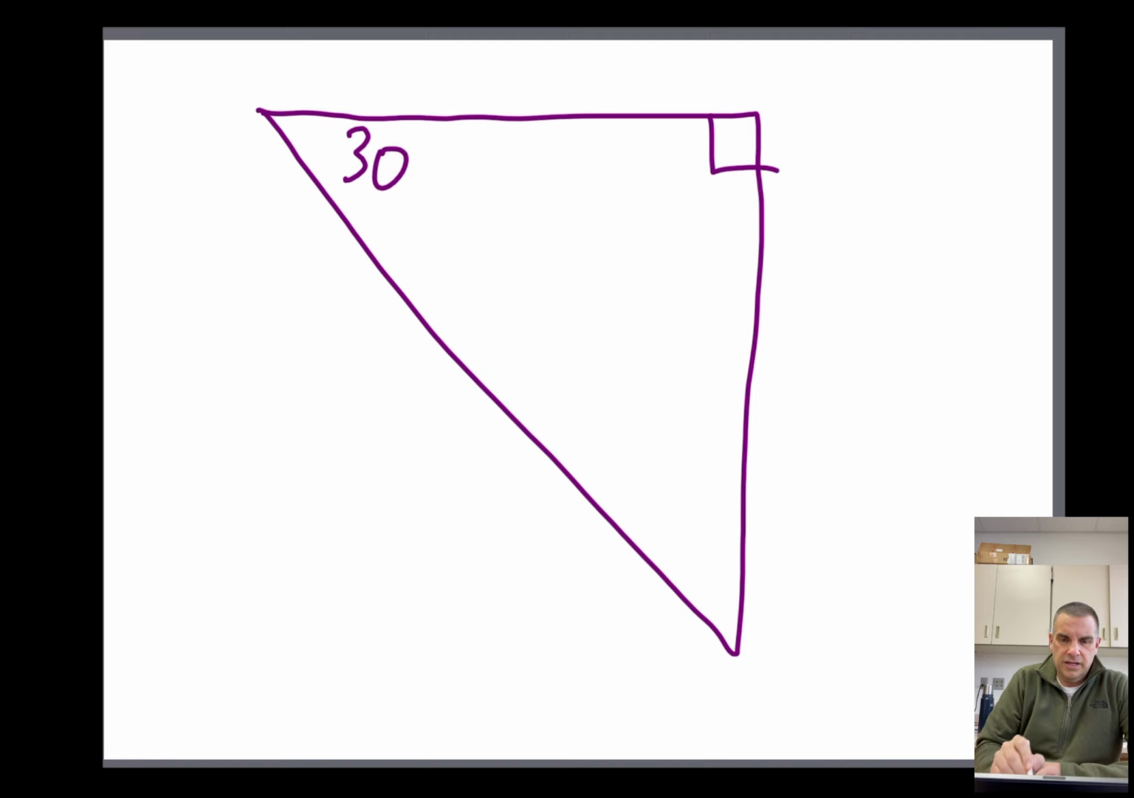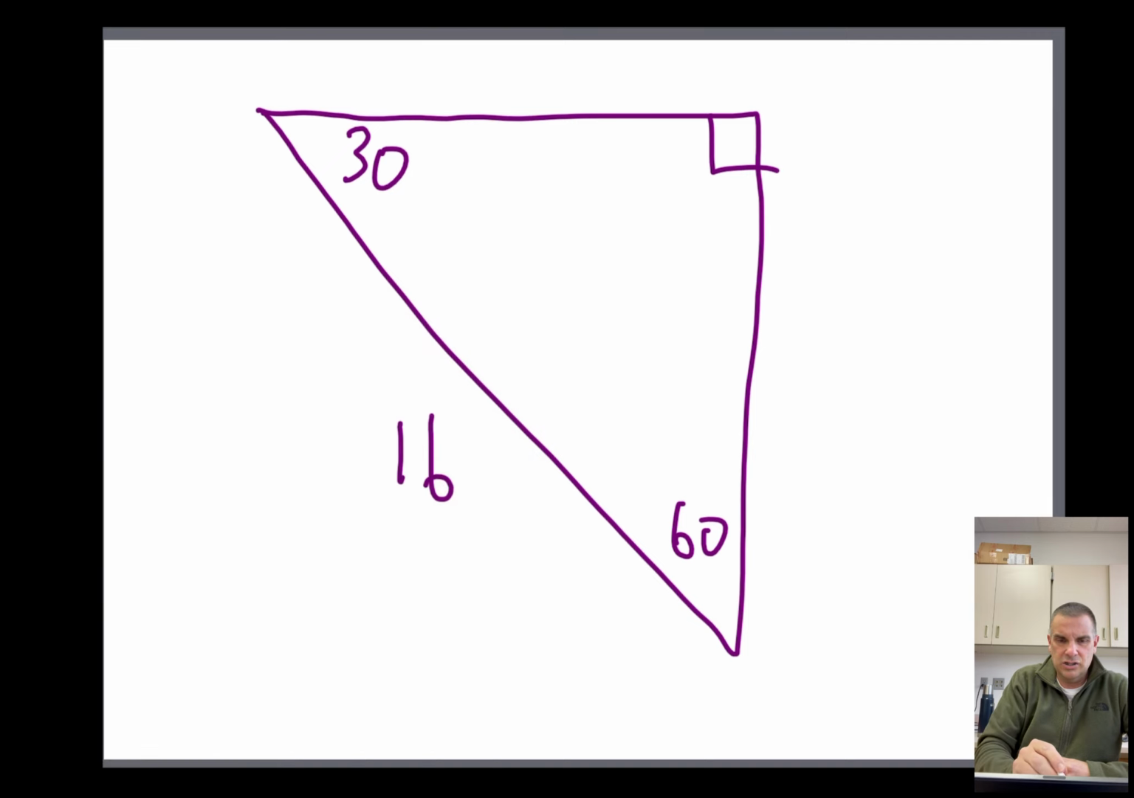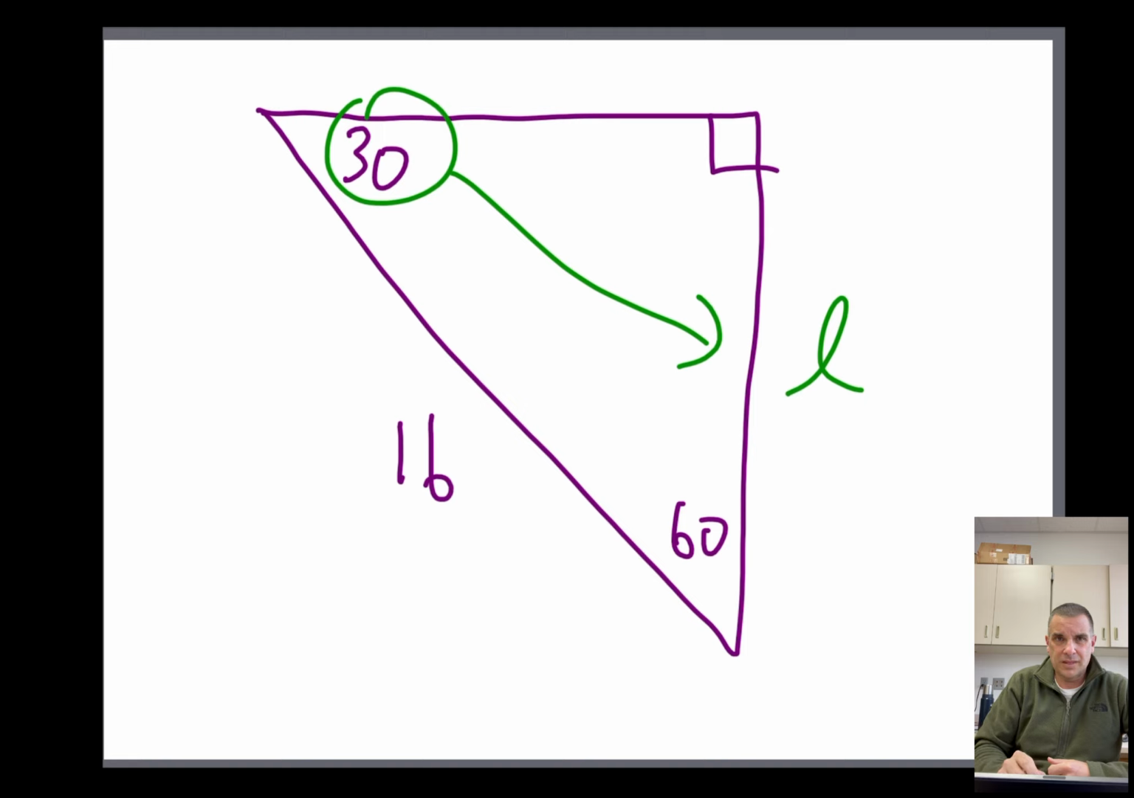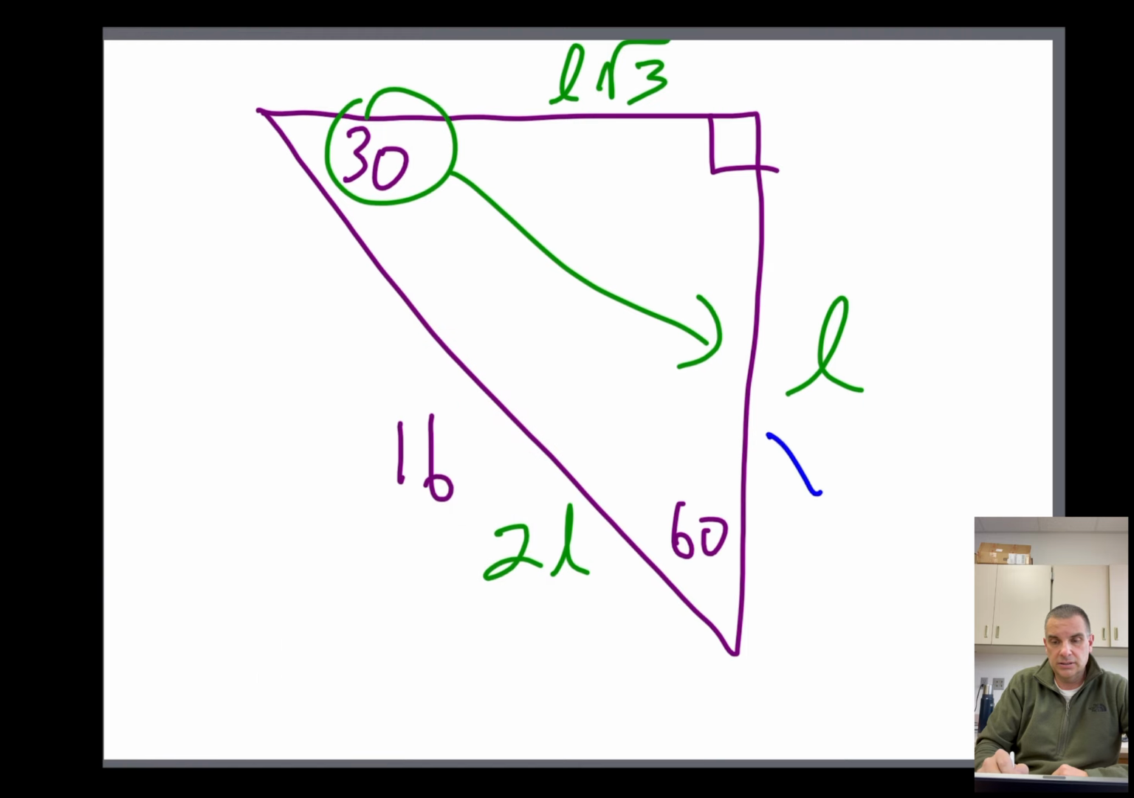So here's our 30, here's our 60. This time I'm going to give you that this is 16. It's our hypotenuse. Again, if you like to label the sides, go ahead and label the sides. Here's my 30 degree. Opposite the 30 is L. This is 2L. And this is L times the square root of 3. So I've got 2L. If we want to find the other two sides, more than likely in your book, this is going to be labeled find x and y.